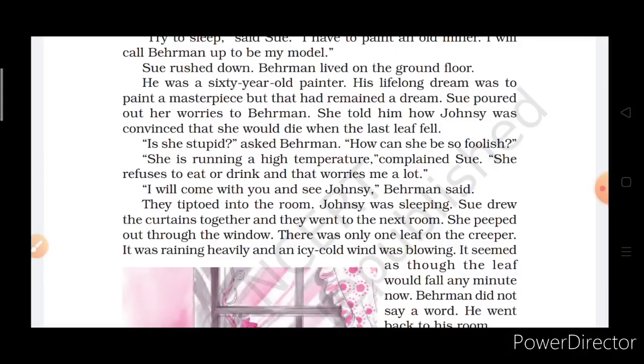Beckerman asked Sue, "Is Johnsy stupid? How can she be so foolish like this?" Johnsy is also running a high temperature. Johnsy refuses to eat and drink. That worries Sue a lot.